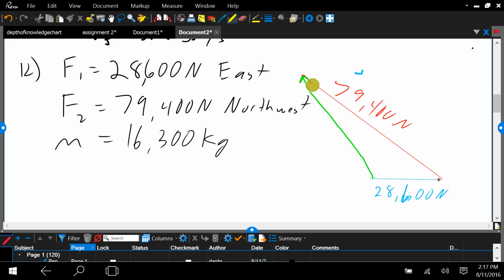So I have a green arrow. That is my net external force. I have a mass right here. So I'm going to divide that net external force by the mass, and I'm going to then have my acceleration. I just got to figure out the length of that green side.